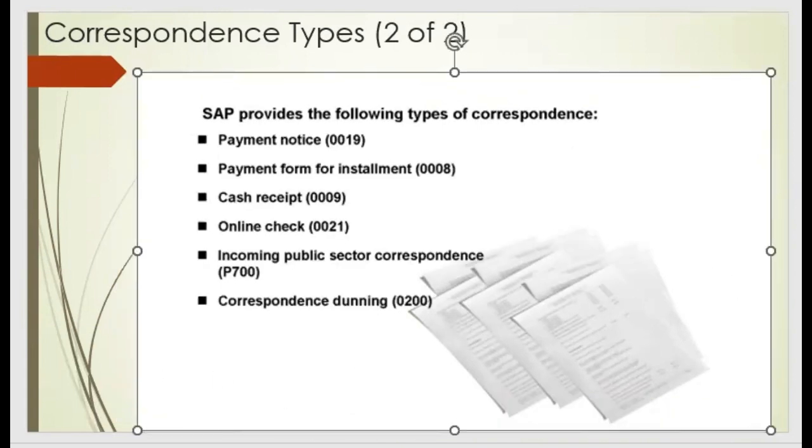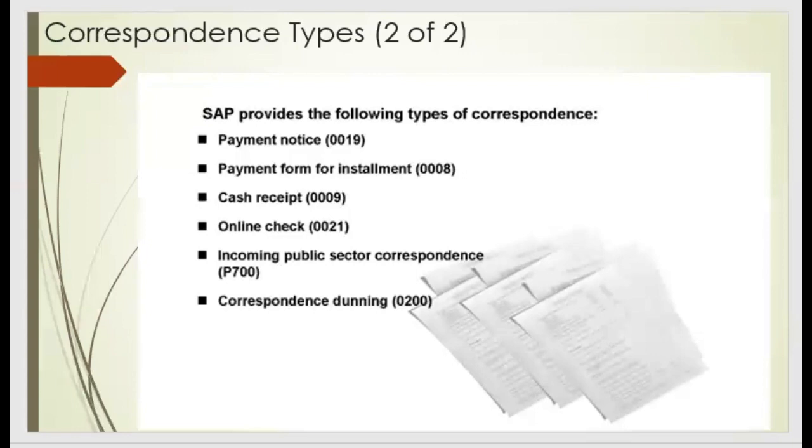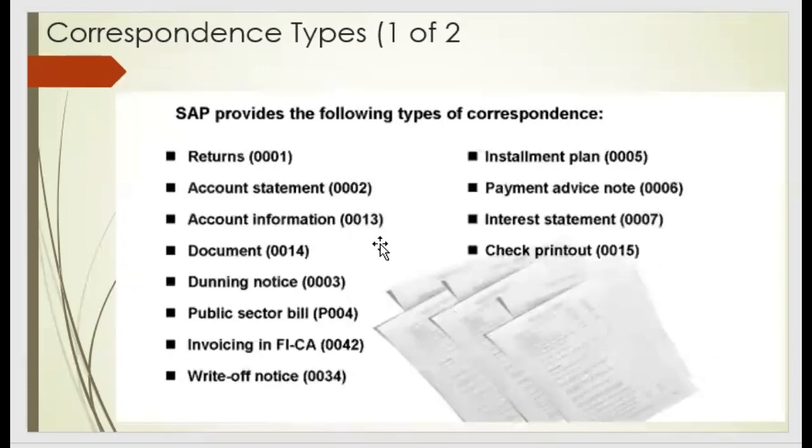Then SAP provides the following types of correspondence. As I mentioned previously, we have multiple options, but mostly we use things like payment notice, payment form for installment, cash received, online check, and incoming public sector correspondence, dunning processes. So these types of correspondence SAP provides by default. And if you need to introduce more, you can also introduce more correspondence, but we have all these types of correspondence which we can use.